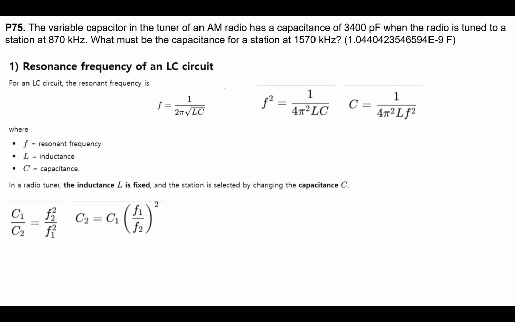And the next thing is resonance. The variable capacitor in the tuner of an AM radio has a capacitance of this many picofarads when the radio is tuned to a station at 870 kilohertz. So note that this is the resonance in the LC circuit.